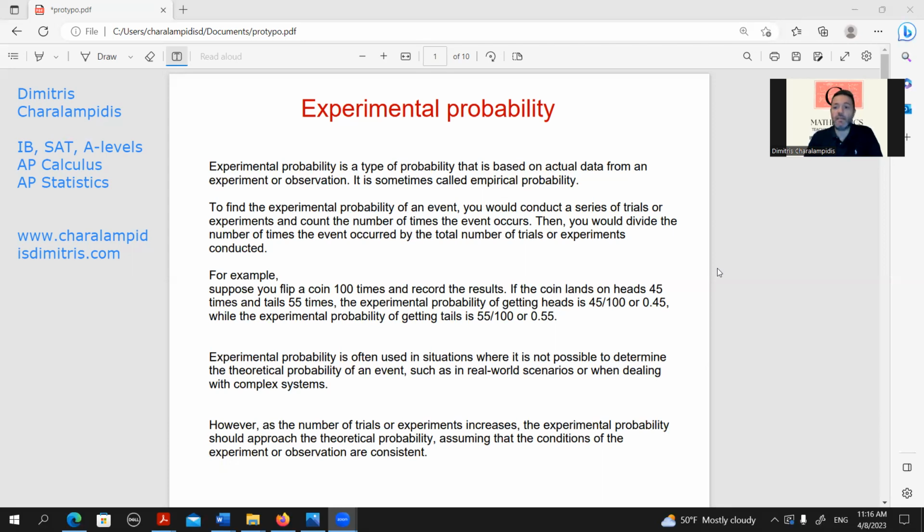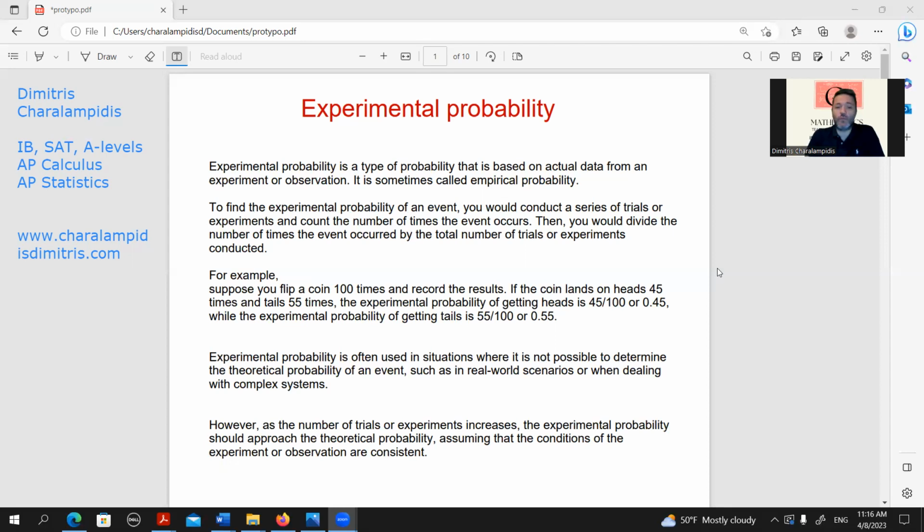However, keep in mind that as the number of trials or experiments increases, the experimental probability should approach the theoretical probability, assuming always that the conditions of the experiment or the observation are consistent.